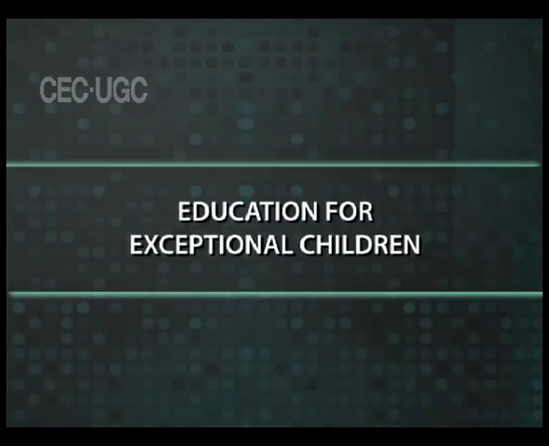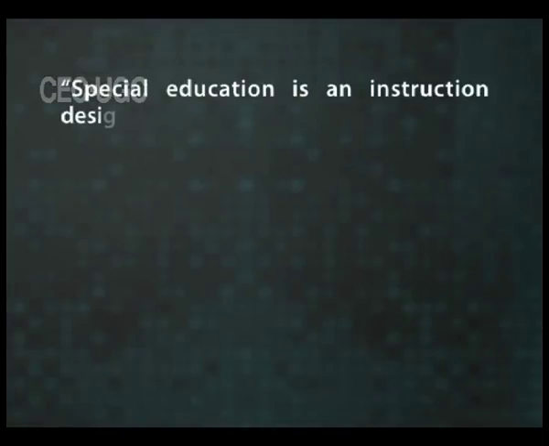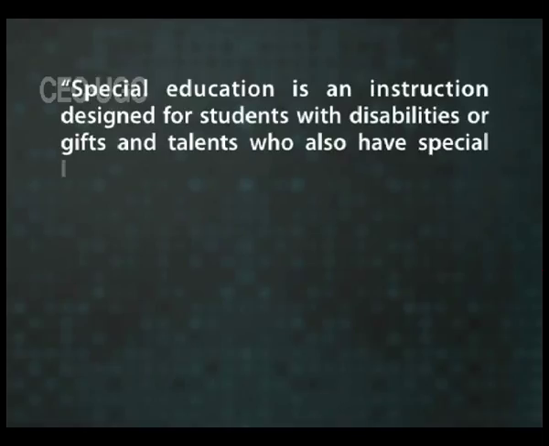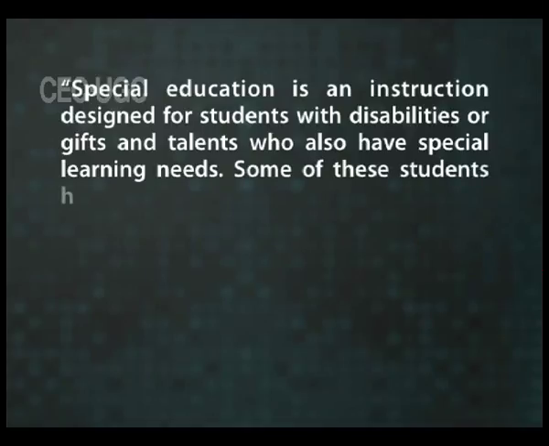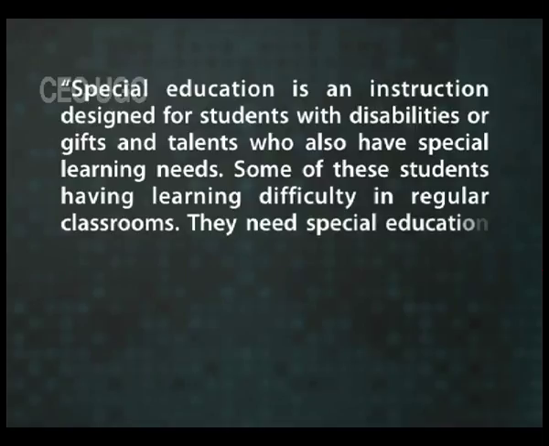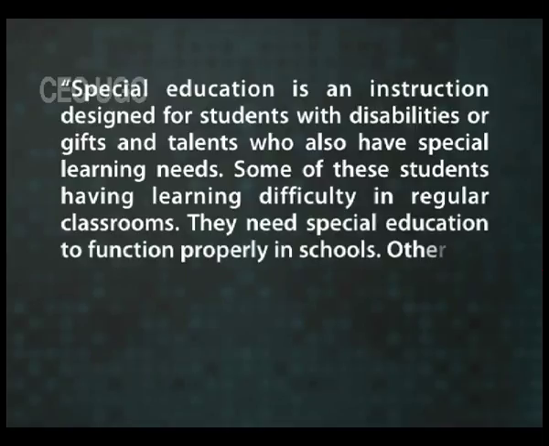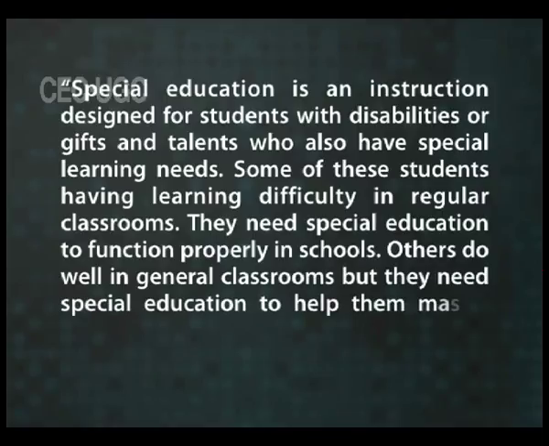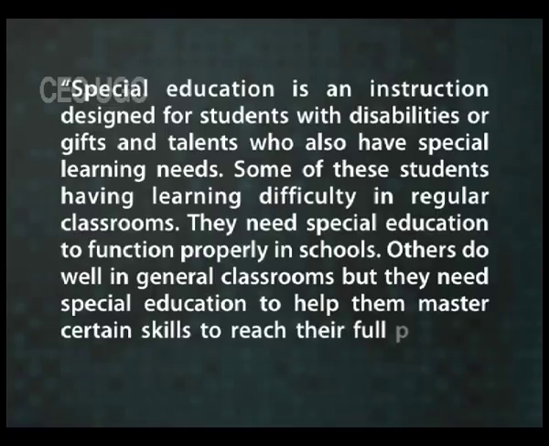Education for exceptional children. Special education. Bob Algozzine defines special education in the following words. Special education is an instruction designed for students with disabilities or gifts and talents who also have special learning needs. Some of these students have learning difficulty in regular classrooms. They need special education to function properly in schools. Others do well in general classrooms, but they need special education to help them master certain skills to reach their full potential in the school.